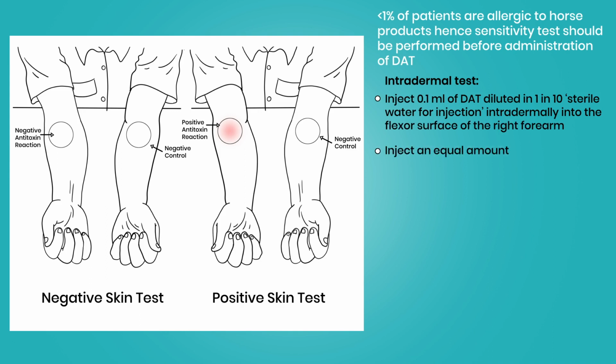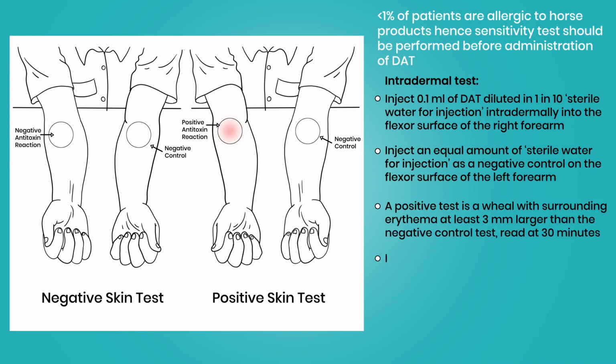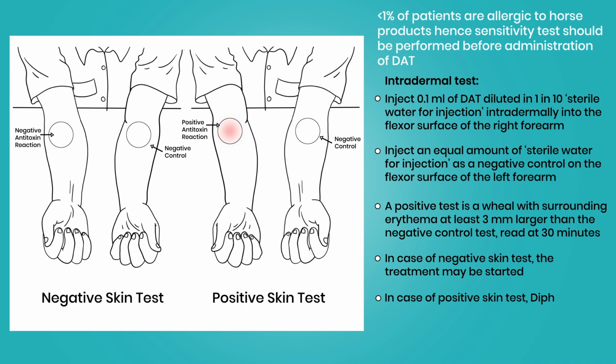Inject an equal amount of sterile water for injection as a negative control on the flexor surface of the left forearm. A positive test is a wheal with surrounding erythema at least 3 mm larger than the negative control test. Read at 30 minutes. In case of negative skin test, the treatment may be started. In case of positive skin test, diphtheria antitoxin may be administered after desensitization and or under the cover of anti-anaphylactic drugs.